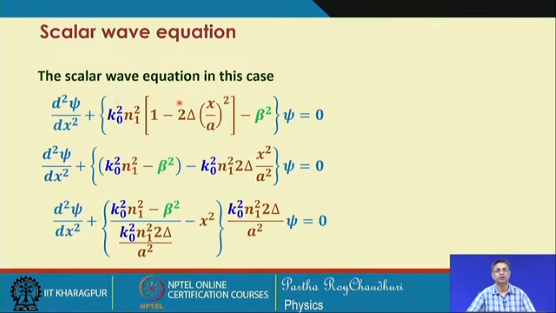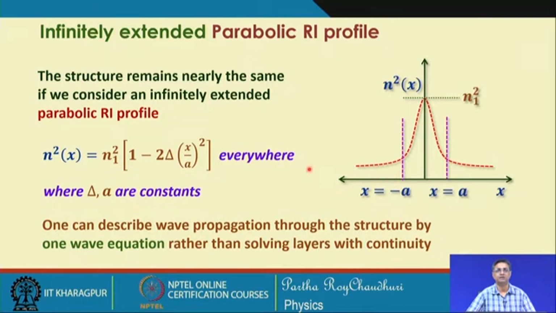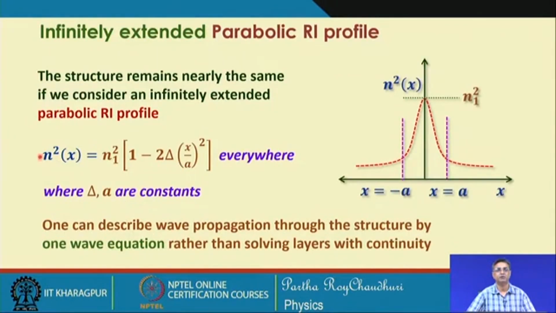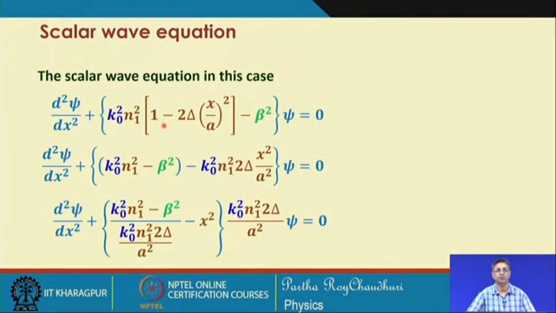Therefore, the scalar wave equation that represents the wave which is travelling through this structure can be given by this equation, del square psi by del x square. This is the one dimensional wave equation, and we have used the refractive index profile n square of x replaced by this quantity n 1 square. So, this is the one expression for n square x, and we do not have two layers.